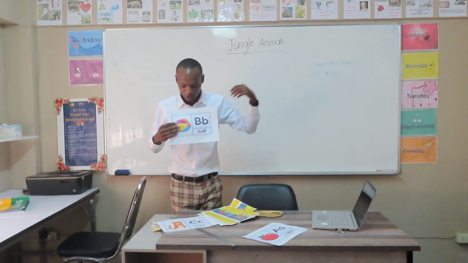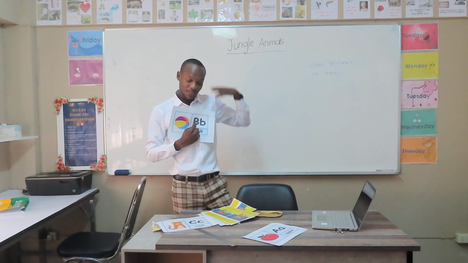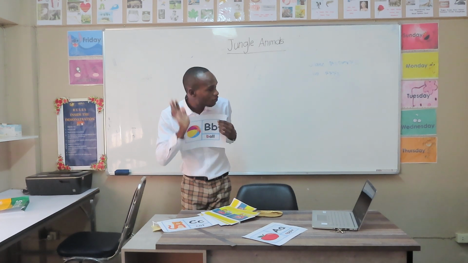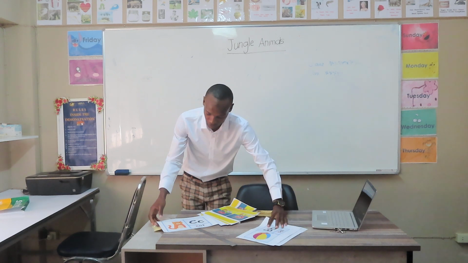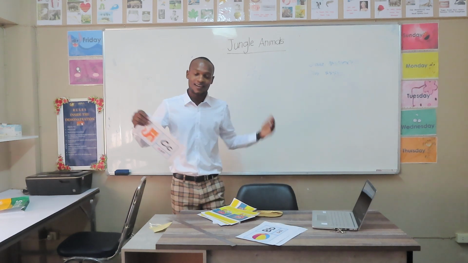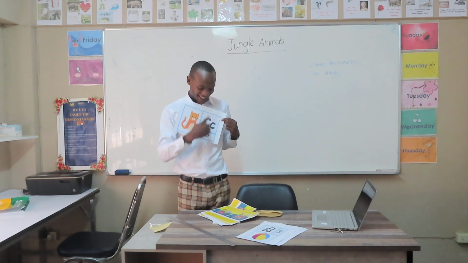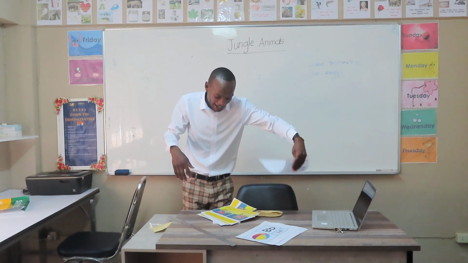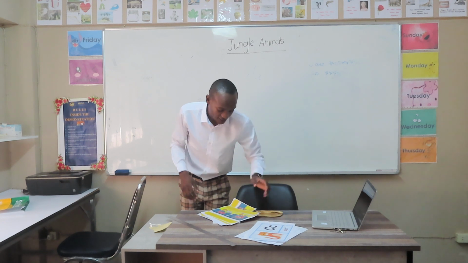B. Very good. Well done. High five. B. So this one is a? Big B. This one? Small B. B, what's the sound? Ball. Very good. And this one? Letter C. Very good. This one? Big C. Small C. Cat. Yes. Cat. So A, B, C.